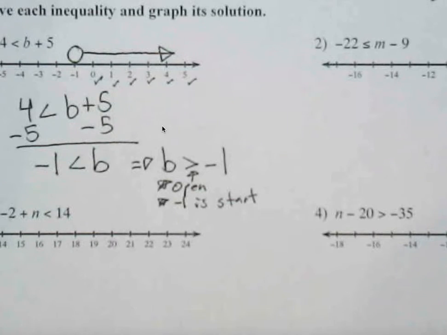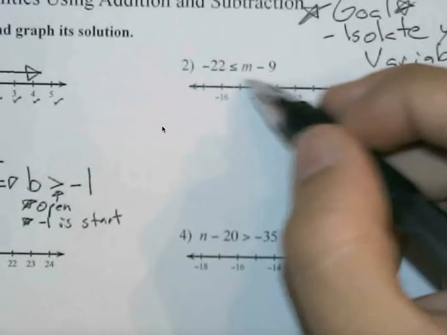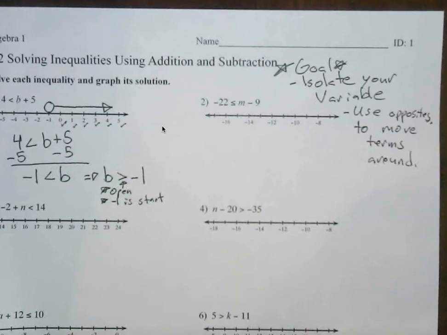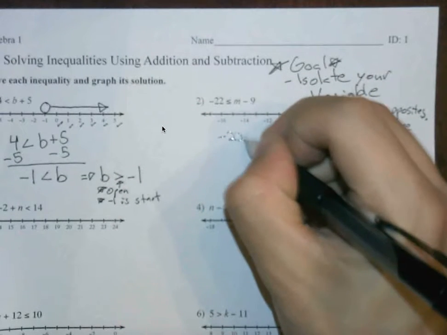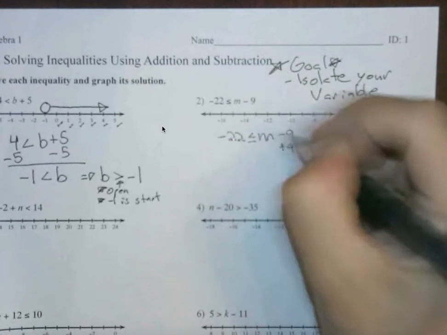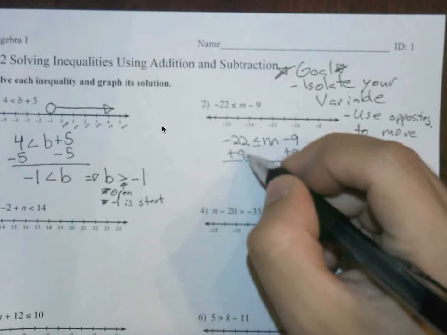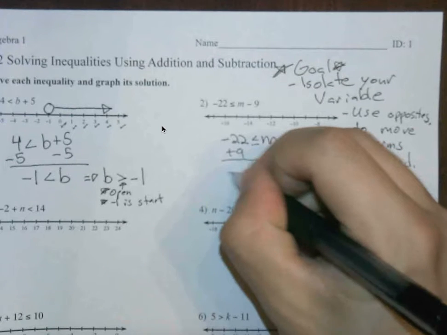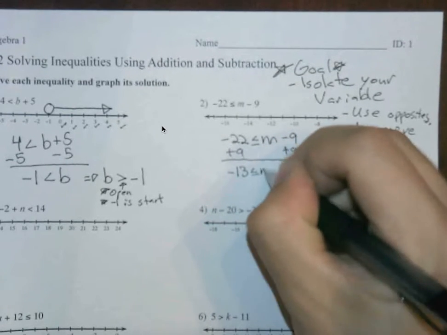For the next one, we have m minus 9, where it's greater than or equal to -22. How can we move that -9 around? Should be saying by adding. So we'll rewrite everything. M minus 9. Let's add 9 to both sides. -22 plus 9. Use your calculator on this if you need to, but you should be getting -13, where it's less than or equal to m.